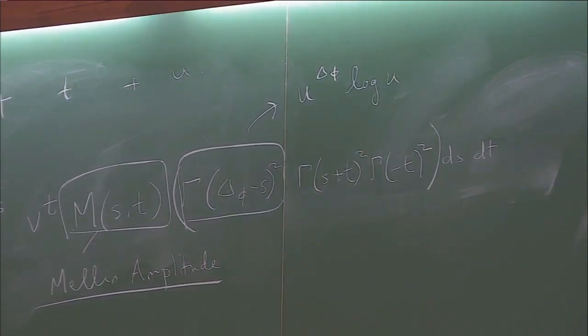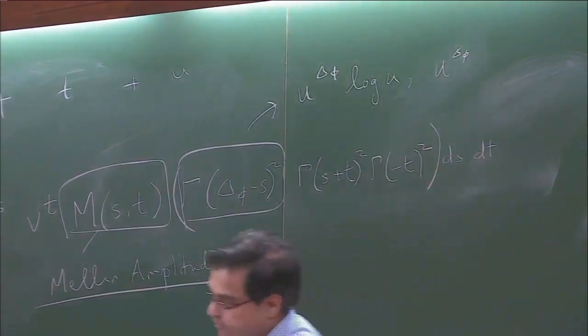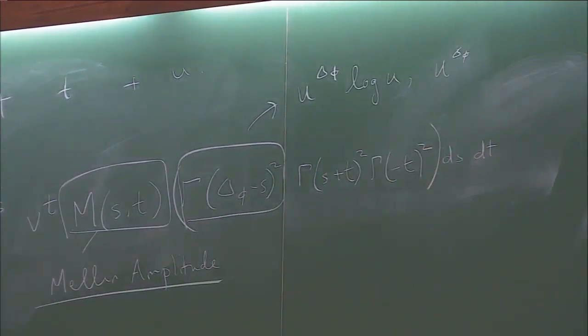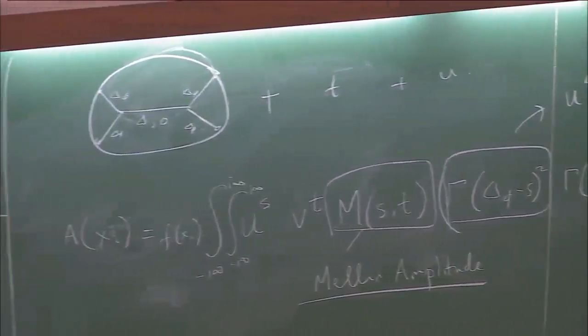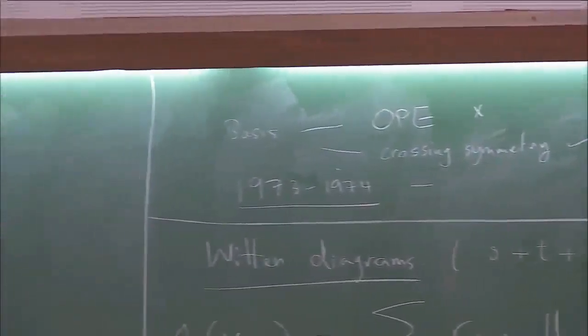Yeah, u to the power delta phi. Both, yes, that's right, sorry. And there is a simple pole contribution as well, u to the power delta phi and log. Yeah, you don't have these terms. That log is interpreted as anomalous dimension. Yes, when you expand. But we don't want to expand anything.